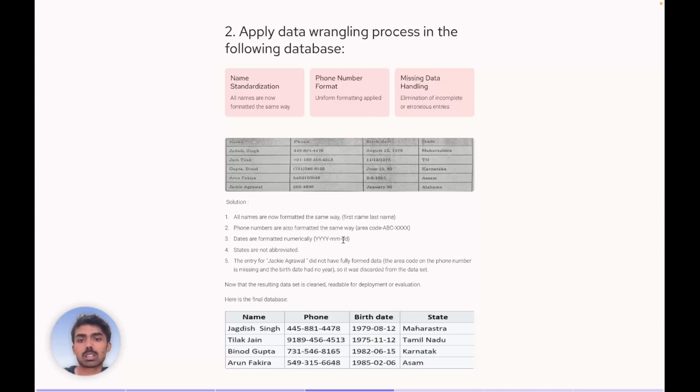So we need a correct table after the data wrangling process. Our table will look something like this: name Jagdish Singh, phone number in a single format, birth date in a correct format, first year, then month, then date. Here, as we can see, our birth dates are also in different formats. So here all the names are formatted, phone numbers are also formatted, and states are not abbreviated, such as TN is converted to Tamil Nadu. The entry for Jackie Agrawal did not have fully formatted data. The area code on the phone number was missing there, so it is also corrected.